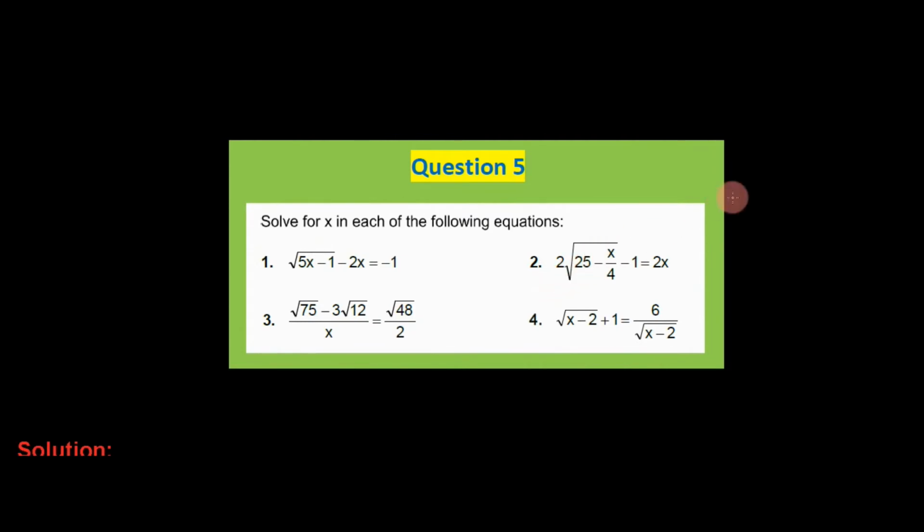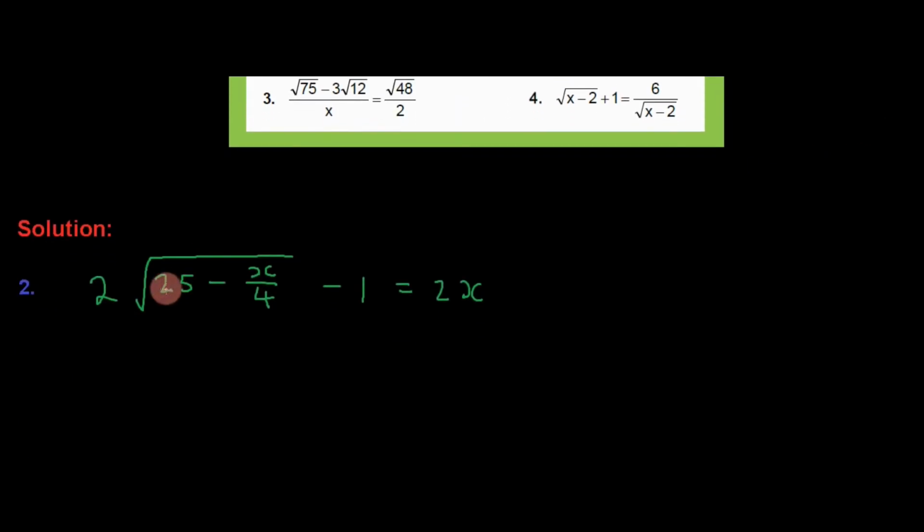Let's solve the second equation. So we have twice the square root of 25 minus x over 4, minus 1, equals 2x. We can start by taking the negative 1 to the right-hand side. So 2x plus 1 on the right-hand side. Now, we can divide by 2 to get rid of the 2 here in front of the square root, but we want to avoid fractions when necessary.